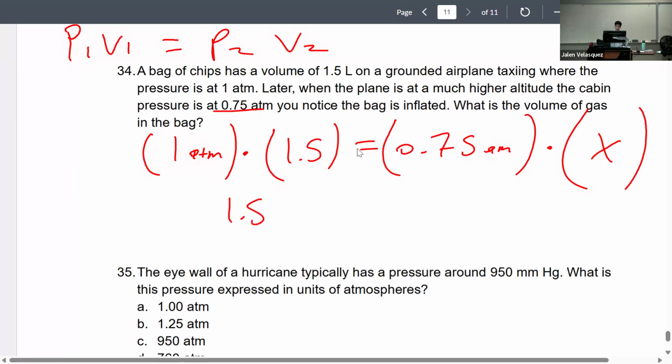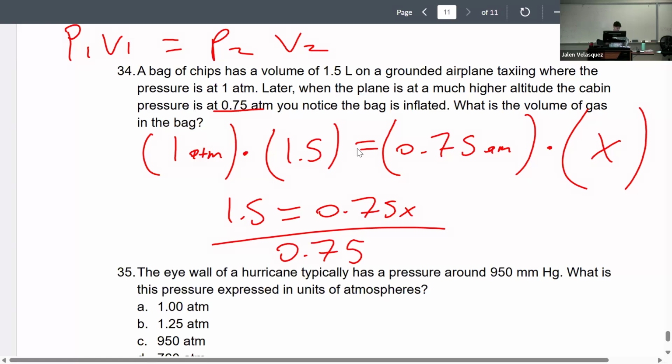So 1.5 equals 0.75 times x. We solve for x, which is the final volume, by dividing both sides by 0.75. What is the final volume you get? 2 liters. So that's why the bag expands. If you've ever been on a plane with a bag of chips, you've probably noticed that. And if you haven't, next time you fly, buy a bag of chips and trust me. All right. Questions on 34 there?